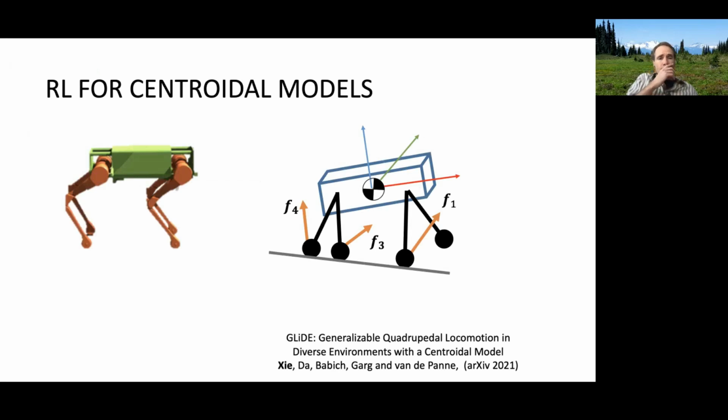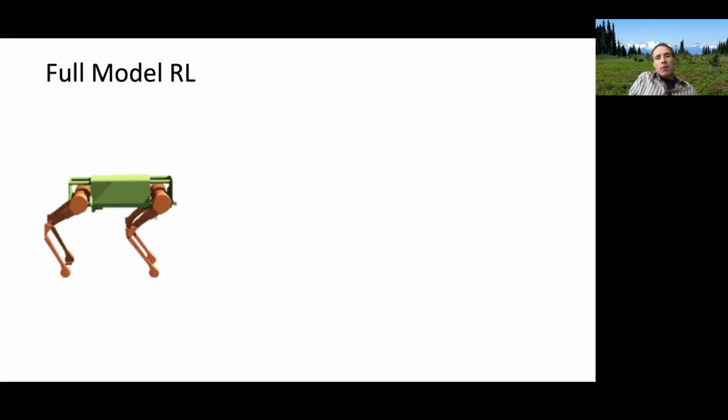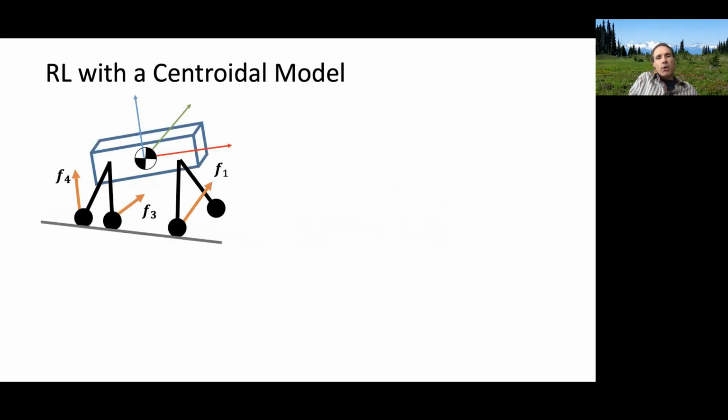Okay, so just maybe one last work that I'll briefly go over, and this looks at using reinforcement learning for centroidal models. Model predictive control is often applied to centroidal models. Maybe we can also apply reinforcement learning to centroidal models. Typically reinforcement learning is applied to the full model, and we collect data using that. And so we can do the same thing for a centroidal model.